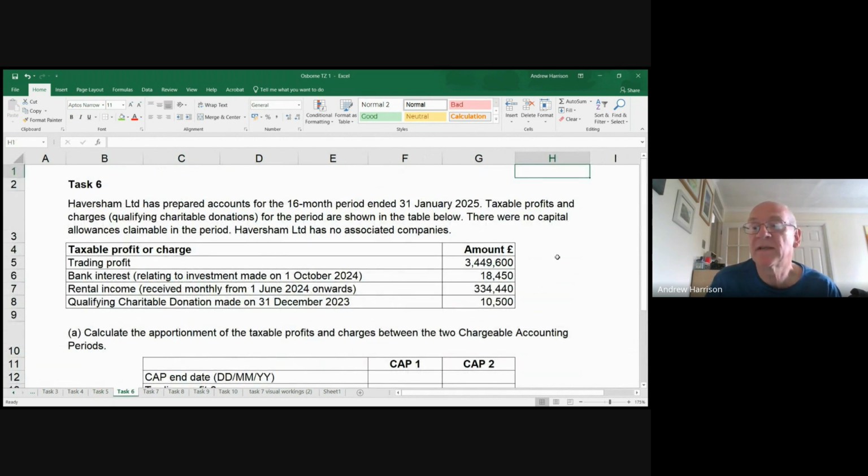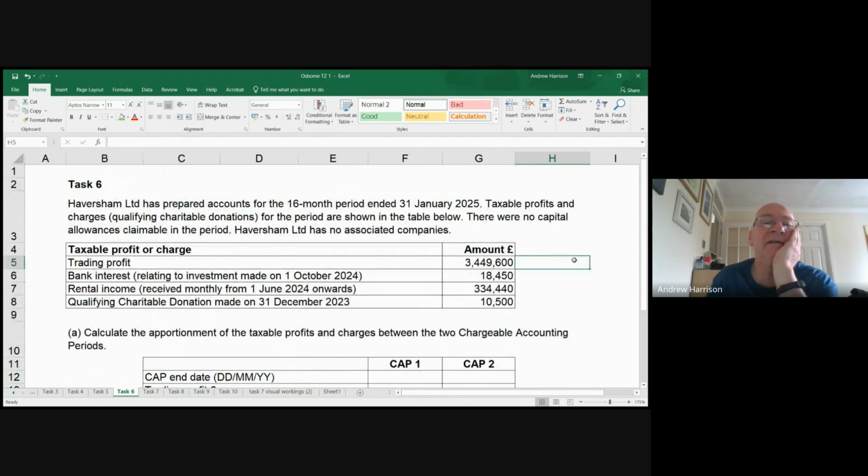So we move on, task 6. Let's have a look. Task 6 is about long trading items and dates and calculating corporation tax. This one hasn't got a marginal calculation in, so just make sure you do that. It also hasn't got an associated company in there. So make sure you look up the rules on associated companies as well. It's got pretty much everything else in.